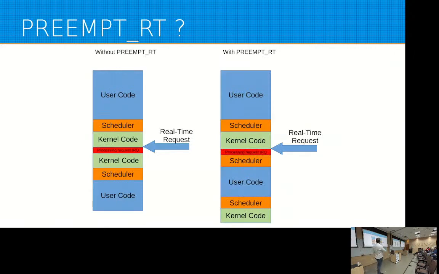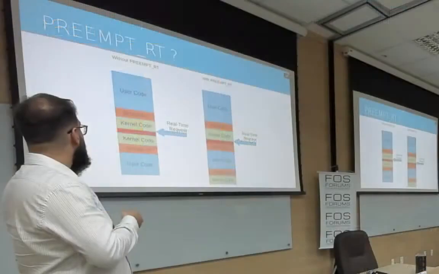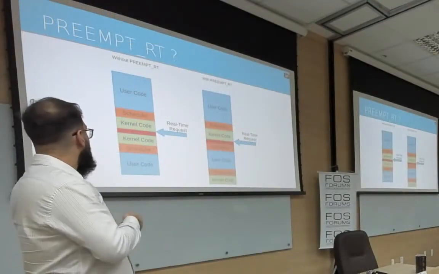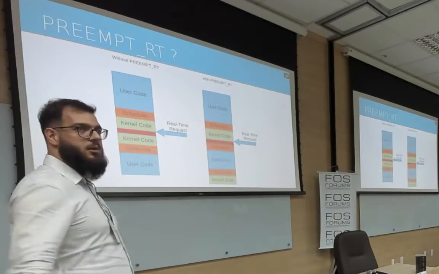The idea here is this is something without PREEMPT_RT, this is something with PREEMPT_RT. You have user code, you have the scheduler, and you schedule some kernel code here. This kernel code is interrupted by, let's say, a real-time request, an IRQ, for example a GPIO sensor. It will cause an interrupt, the kernel will deal with that, go back to whatever it was working on, and then it will schedule your user code again.